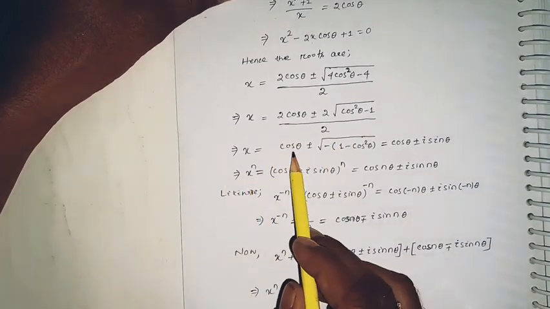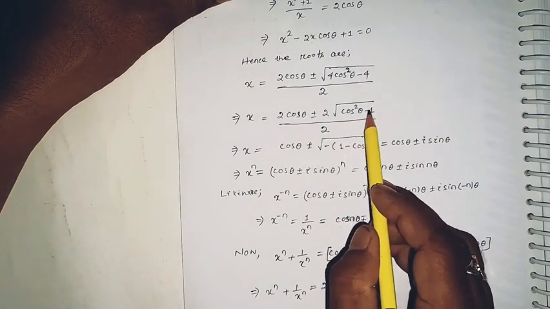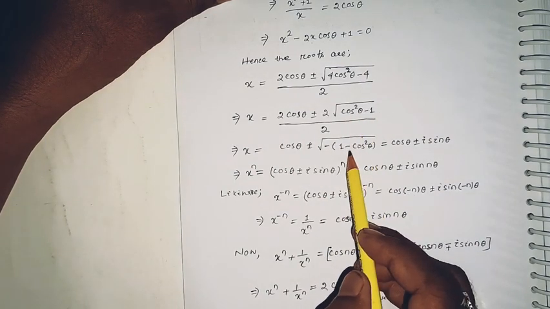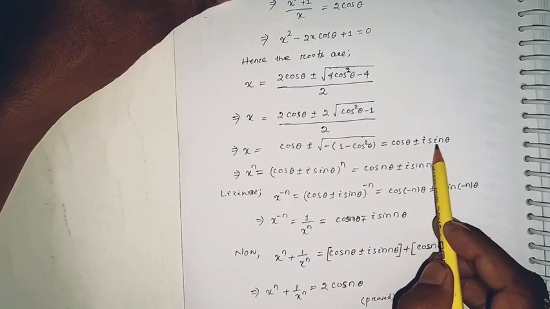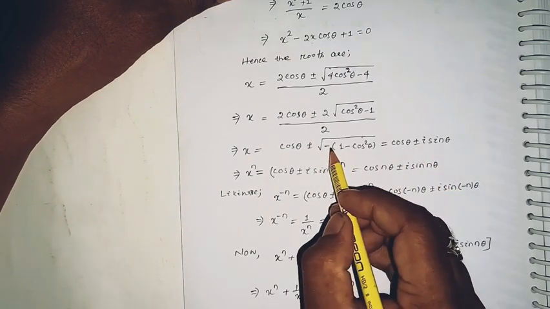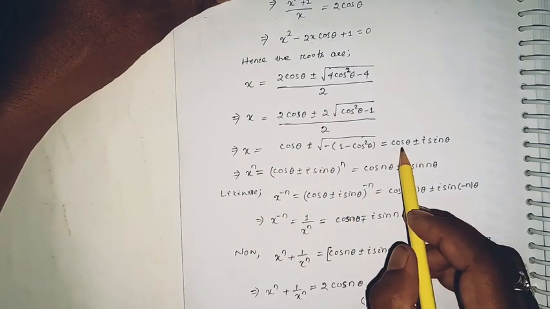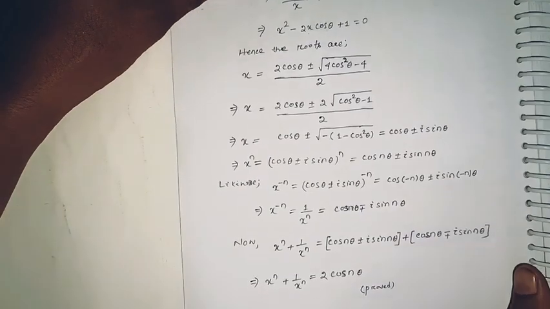We found x equals cos theta plus or minus root over of, taking minus common from these two terms, minus 1 minus cos square theta. 1 minus cos square theta is nothing but sin square theta. Here minus root over of minus 1, root over of minus 1 is nothing but your i. So x equals how much we found? Cos theta plus or minus i sin theta.